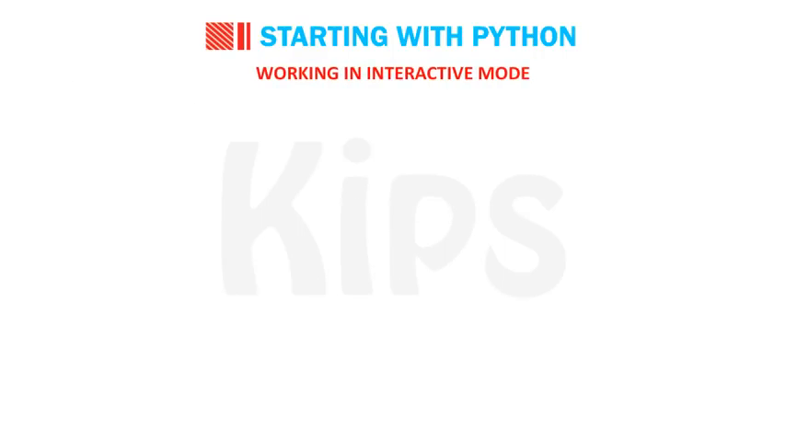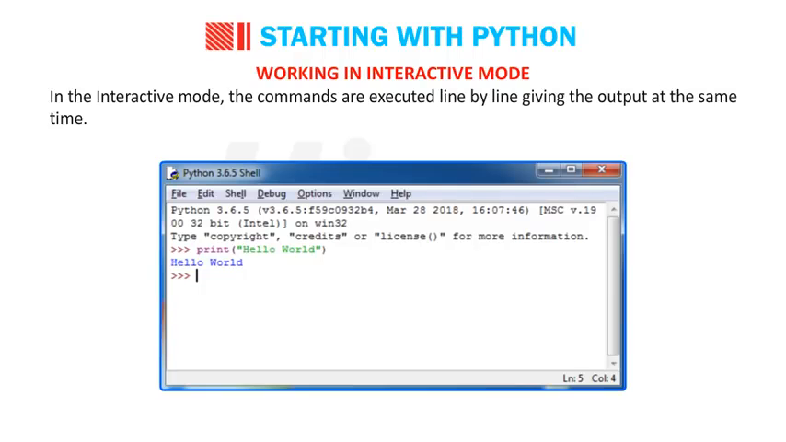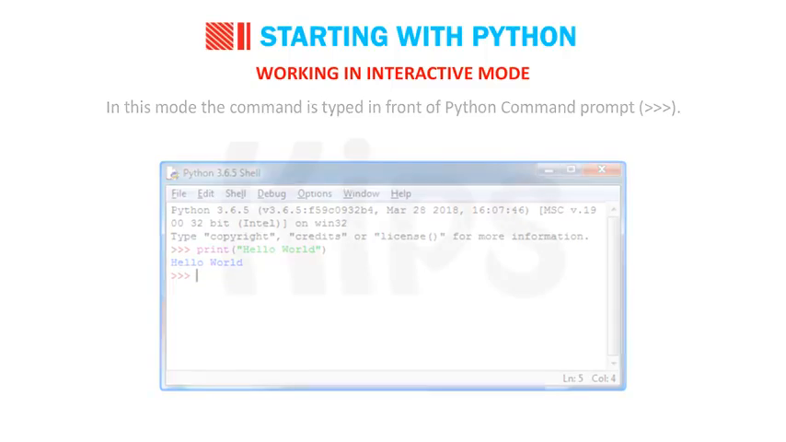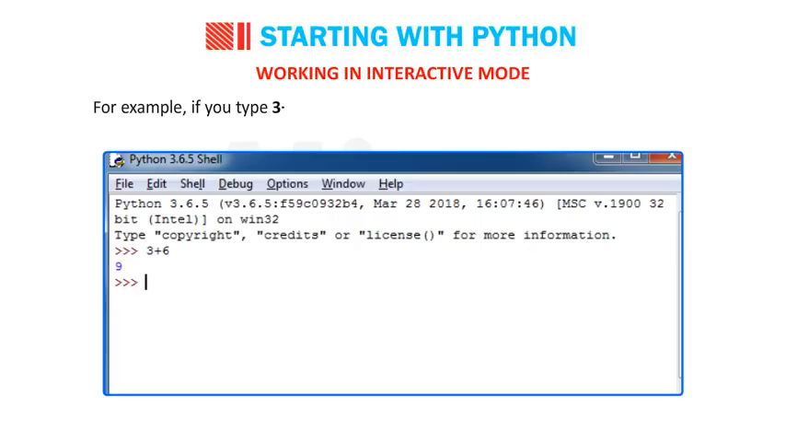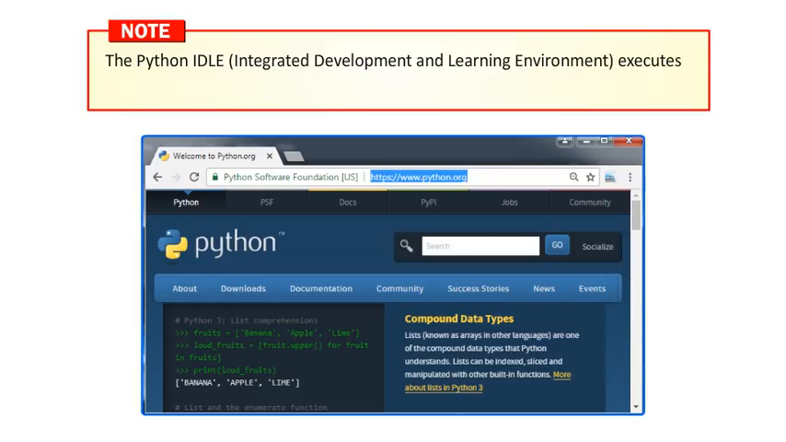Working in interactive mode. In the interactive mode, the commands are executed line by line, giving the output at the same time. In this mode, the command is typed in front of the Python command prompt. For example, if you type 3 plus 6 next to the Python prompt, it will give you the result as 9. Students, know that the Python IDLE, Integrated Development and Learning Environment, executes instructions line by line at a time.